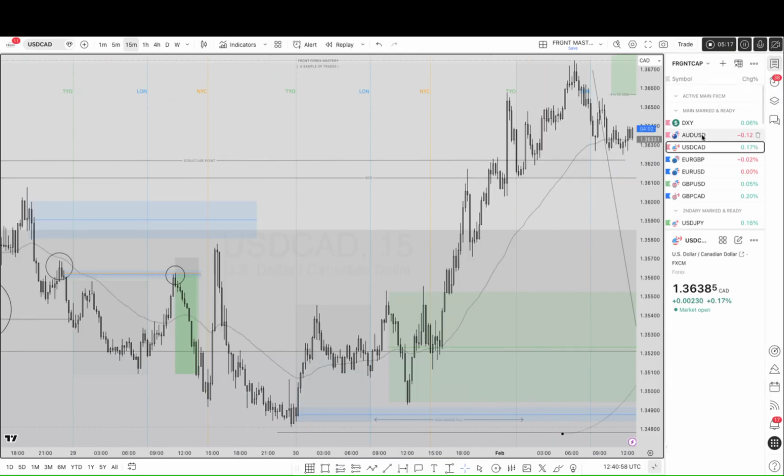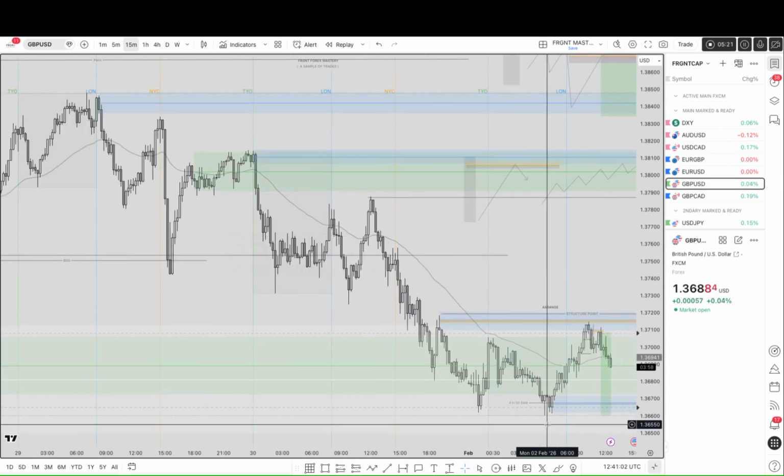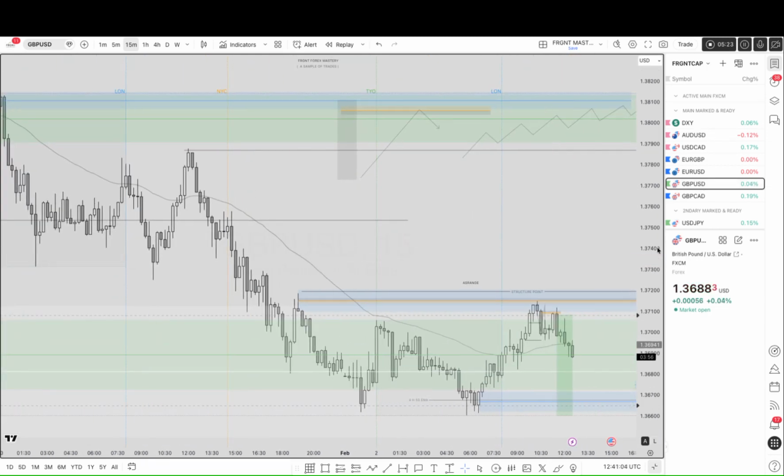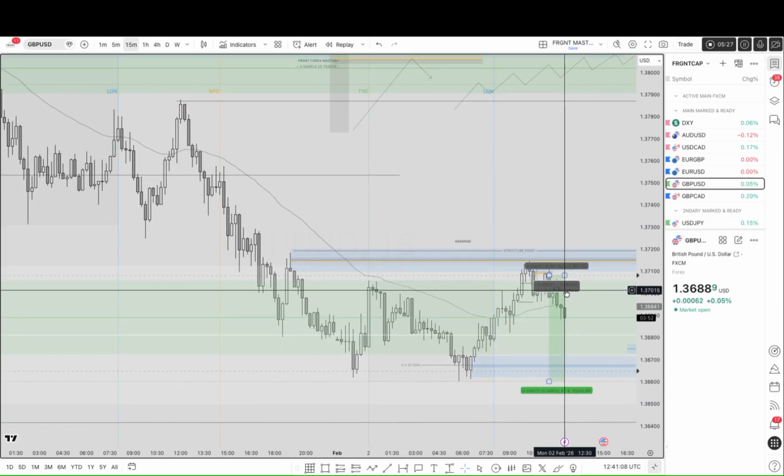Now back to GBPUSD one last time to have a look at how it's getting on, just to whet your appetite even more if you're not tempted already. Here is live price action currently in this position, GBP US dollar short.